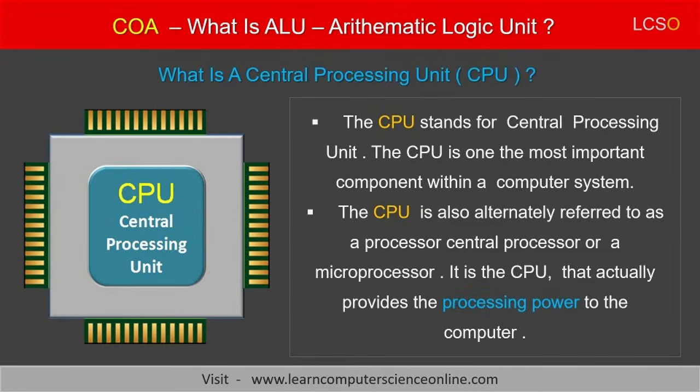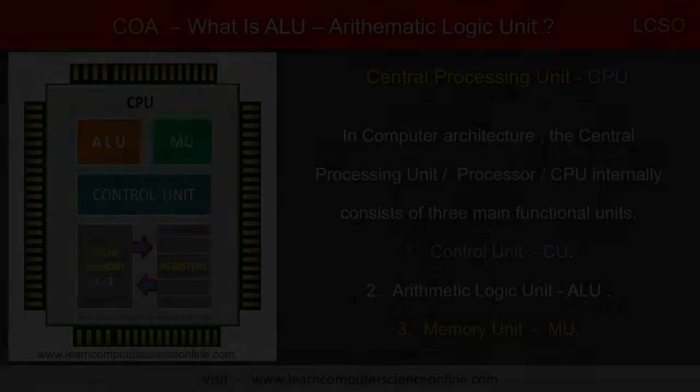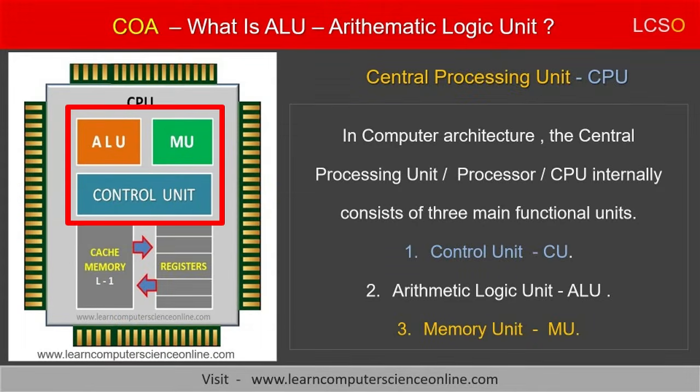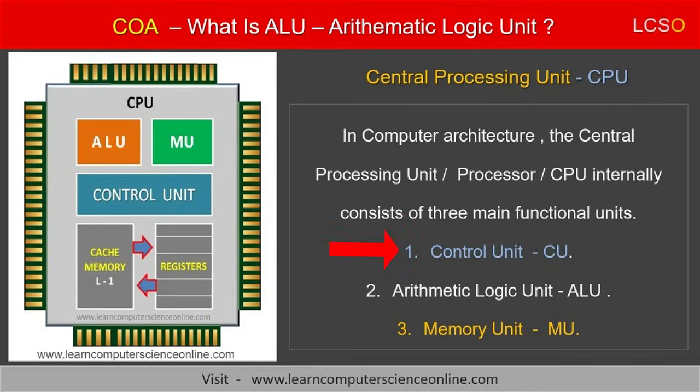It is the CPU that is responsible for processing the data as per the program instructions. The CPU executes the program and provides the processing power to the computer by performing complex mathematical calculations and logic operations. The microprocessor has three important functional units. The first functional unit of the CPU is called the control unit. The second unit is called the arithmetic logic unit, ALU, and the third unit is called the memory unit.